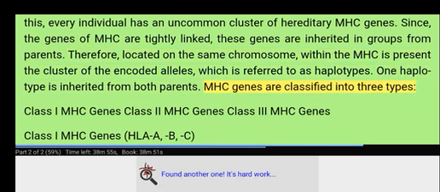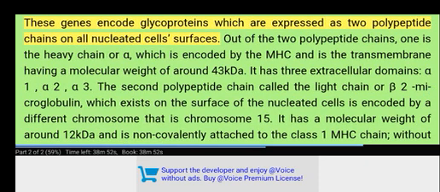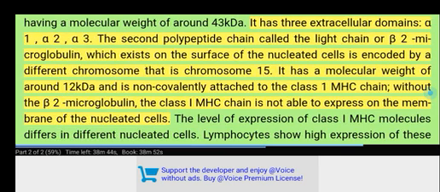MHC genes are classified into 3 types. Class 1 MHC genes, Class 2 MHC genes, Class 3 MHC genes. Class 1 MHC genes: HLA-A, B, C. These genes encode glycoproteins which are expressed as 2 polypeptide chains on all nucleated cell surfaces. Out of the 2 polypeptide chains, one is a heavy chain or alpha, which is encoded by the MHC and is a transmembrane protein having a molecular weight of around 43 kDa. It has 3 extracellular domains, alpha 1, alpha 2, alpha 3.